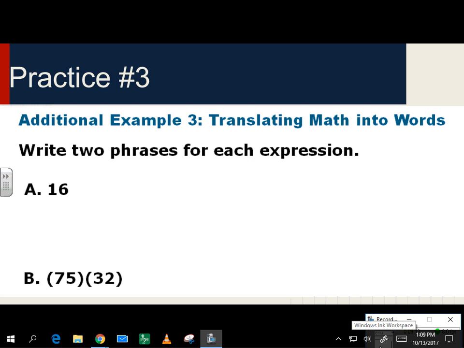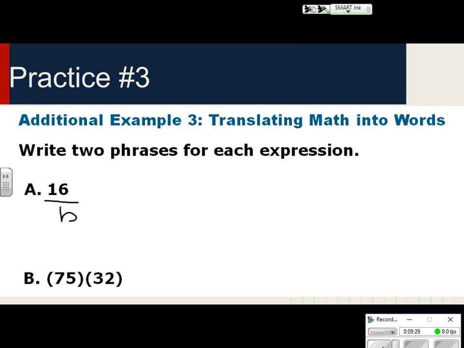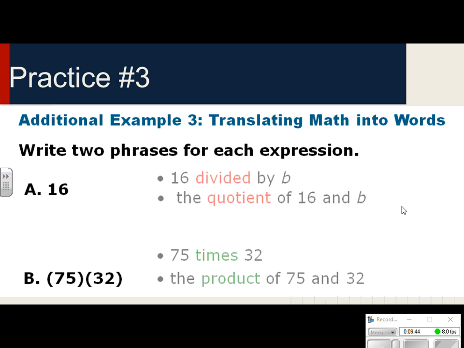Our last practice for this lesson is how to translate the words into sentences. So here are 2 phrases that you're going to need to know. And I got to finish one off. Looks like I didn't put the variable. So if you were looking at these, again, you're going to use your table, and you're going to identify that A is a division problem and B is a multiplication problem. So all you have to do then is write 2 phrases for each expression. Here's what I want you to copy down.